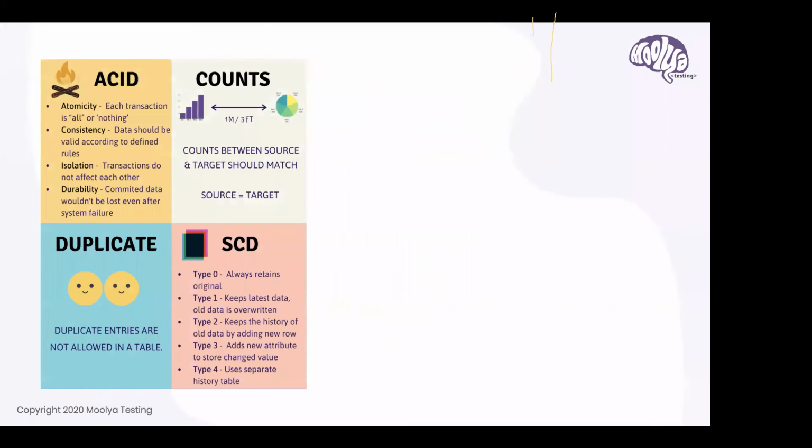So this will show you what are ACID, counts, duplicate, and SCD. ACID means atomicity, consistency, isolation, durability. So what is atomicity? This is a property that states that a transaction must be treated as an atomic unit, which means either all operations are executed or none of the operations are executed. So no state in a DB should be left partially completed. Everything should be completed or it should be zero. That is about atomicity.